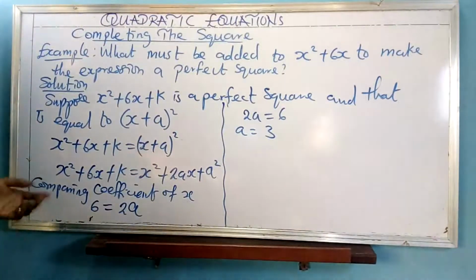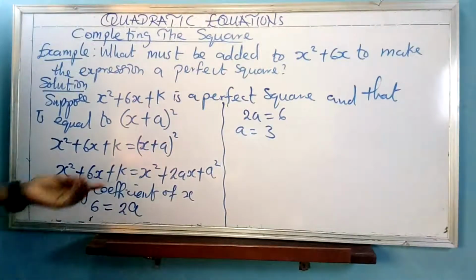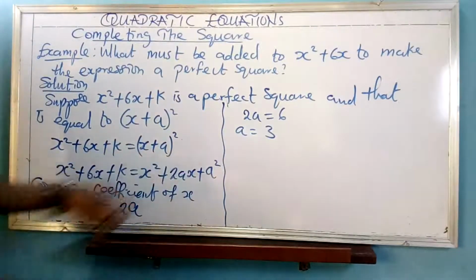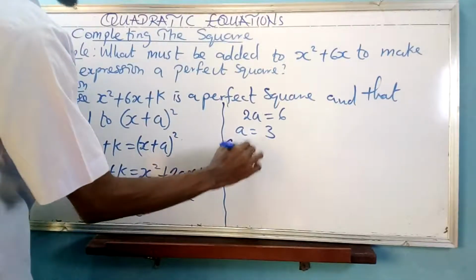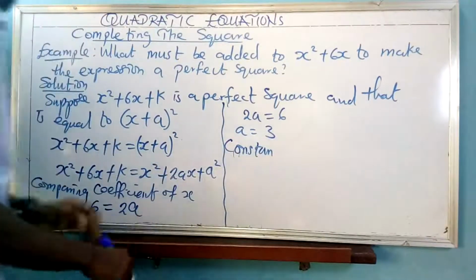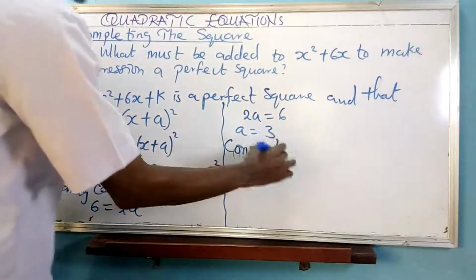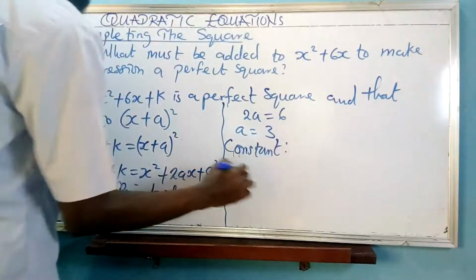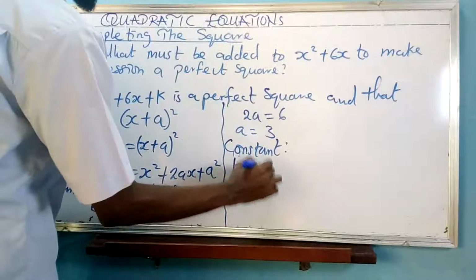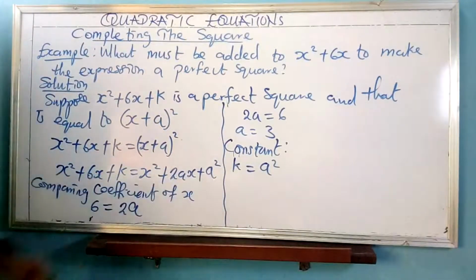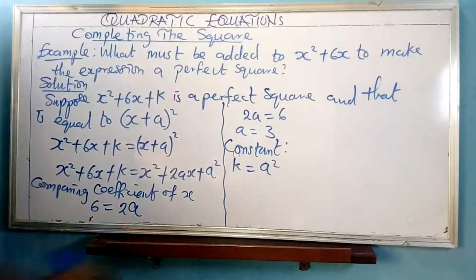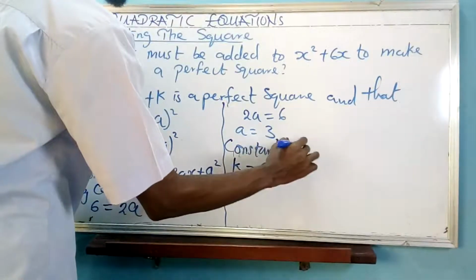Now let's move on. Comparing the constant terms, what do we have in the constant here? k and a squared. In the constant we have k equals a squared. The constant here and the constant here, that's k equals a squared. Is it clear up to that? Fine. Those are the constant terms. Let's put it like that so you will not be confused.